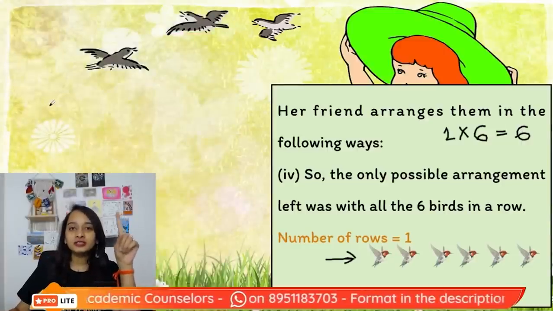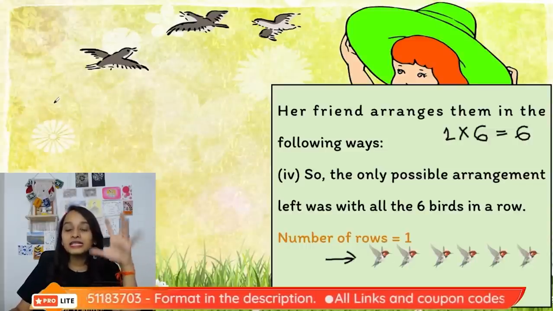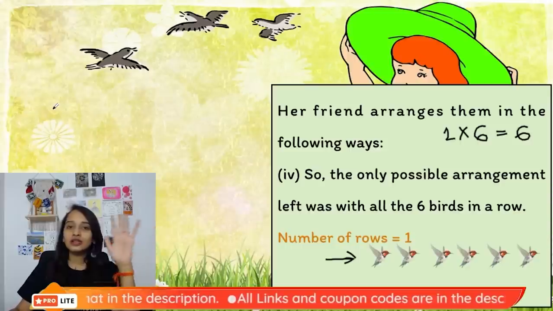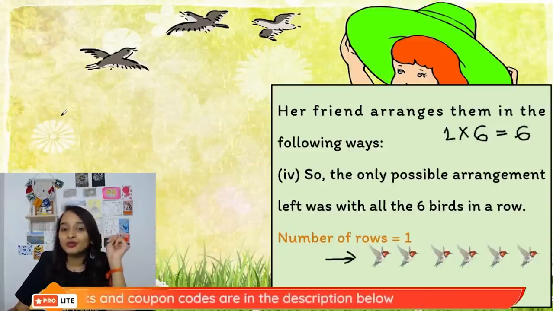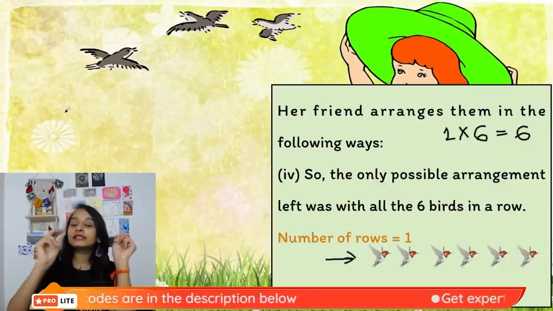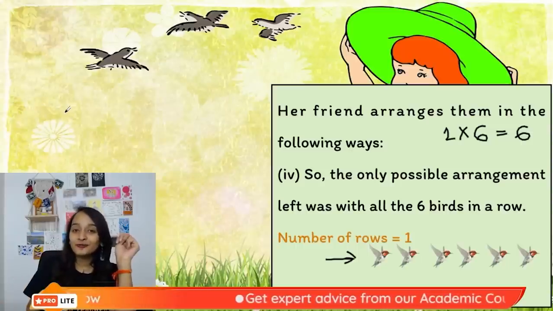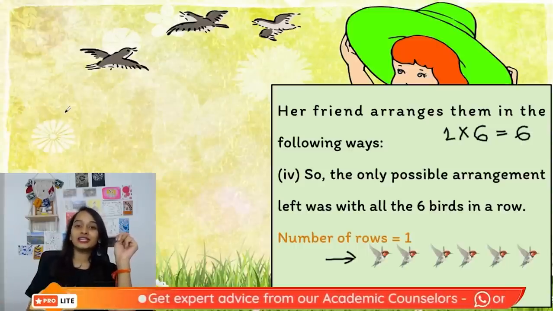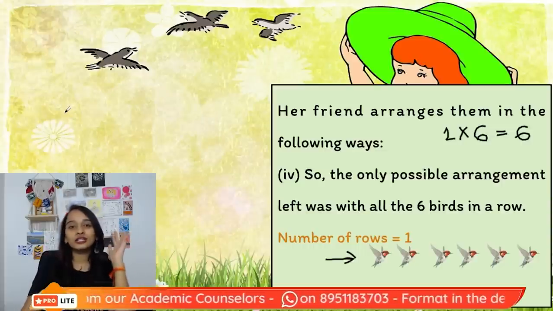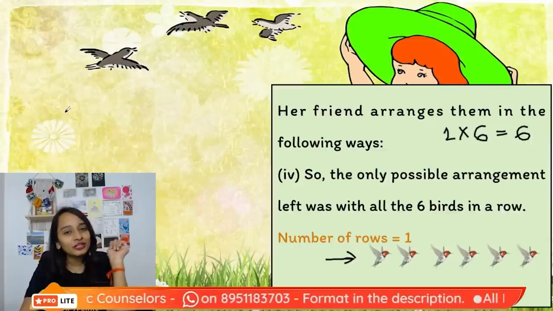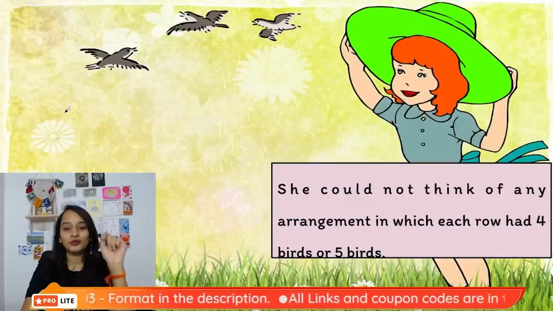So, the first friend, what did she do? She arranged the 6 birds in 6 rows. So you got 6 rows, 1 row mein 1 bird. What did the second friend do? She arranged 2 birds in 1 row, and like that she got 3 rows. The third friend, what did she do? She has arranged 3 birds in 2 rows. Again, she got total 6. And the fourth friend, what did she do? She arranged all the 6 birds in 1 row.